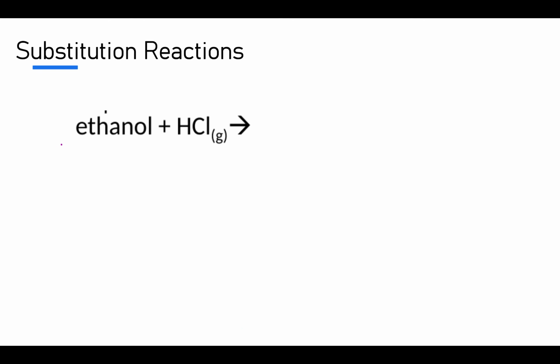Our last one is substitution, and a substitution reaction is just essentially something is subbing in and something else is subbing out. So if we have ethanol and it's a substitution reaction, let's start by drawing this. So ethanol, doesn't matter which carbon you put your OH group on, it just has to be on a carbon, plus HCl. If it's a substitution reaction, we are going to swap.